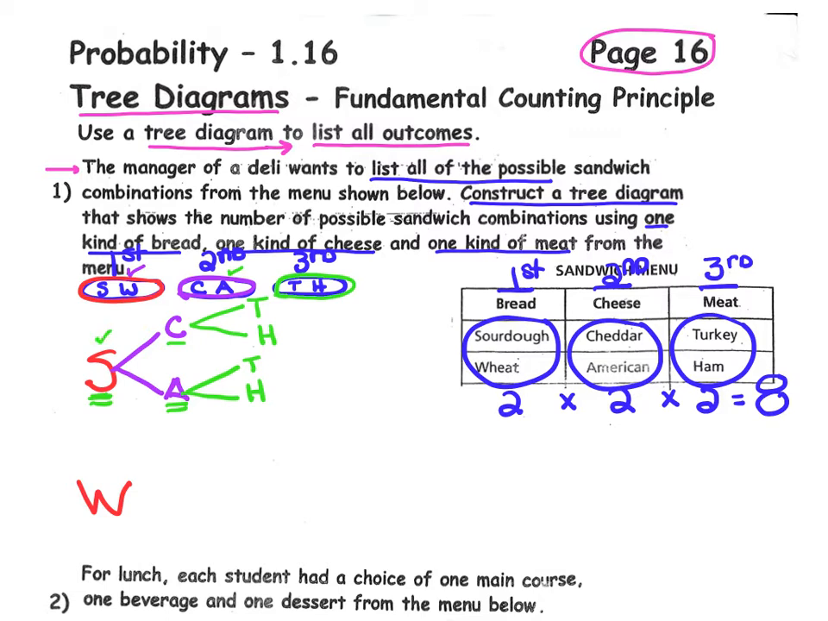We could have sourdough, cheddar, turkey, SCT. Sourdough, cheddar, ham. Then we can have sourdough, American, turkey. And finally, sourdough, American, ham.